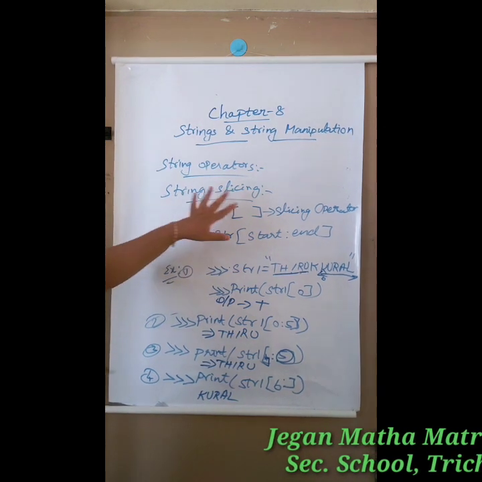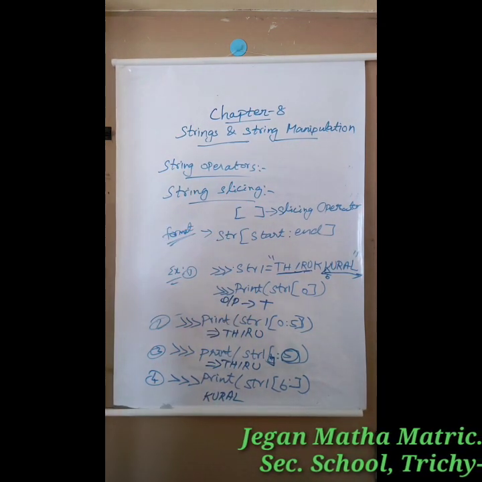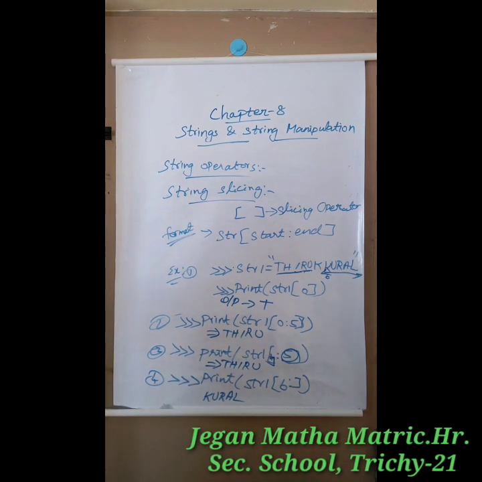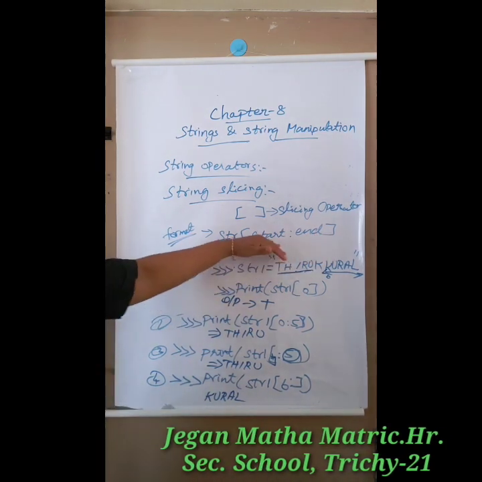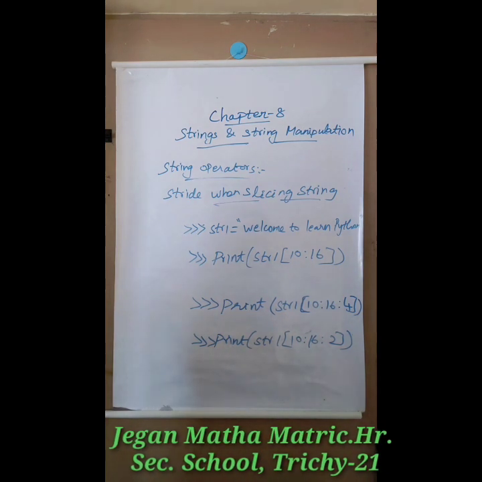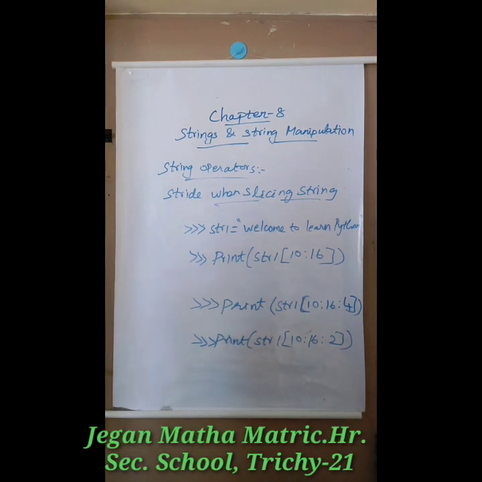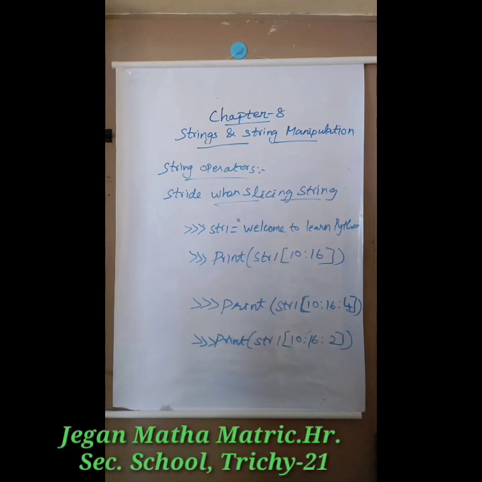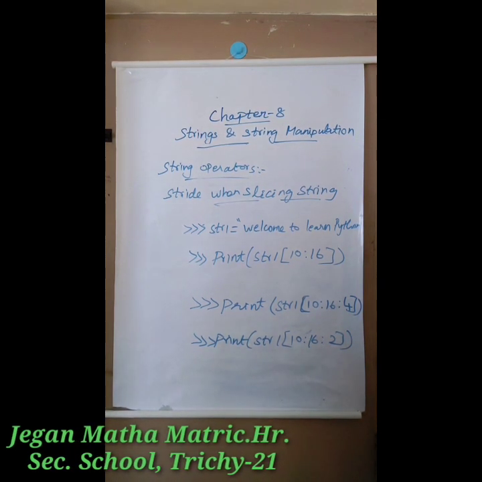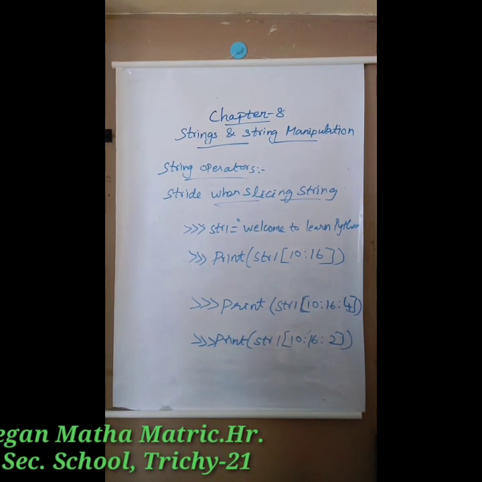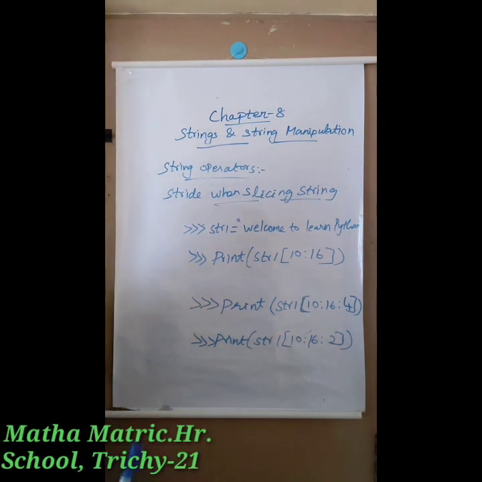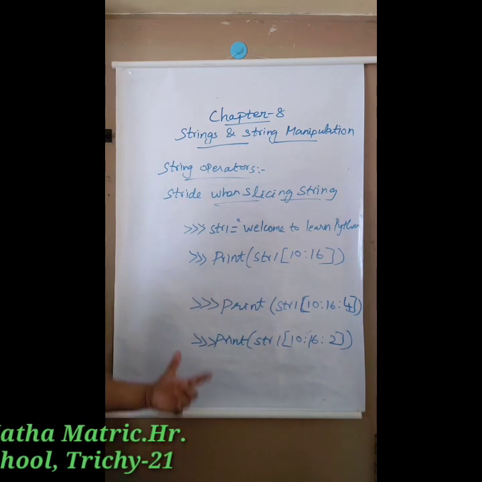Once again I repeat, slicing means a substring of a main string, derived from a main string. The format is start index value and end index value. The next one is stride when slicing a string. In the slicing operation you can specify a third argument, the stride, which refers to the number of characters to move forward after the first character is retrieved from the string. The default stride value is 1. Now let us see the example.